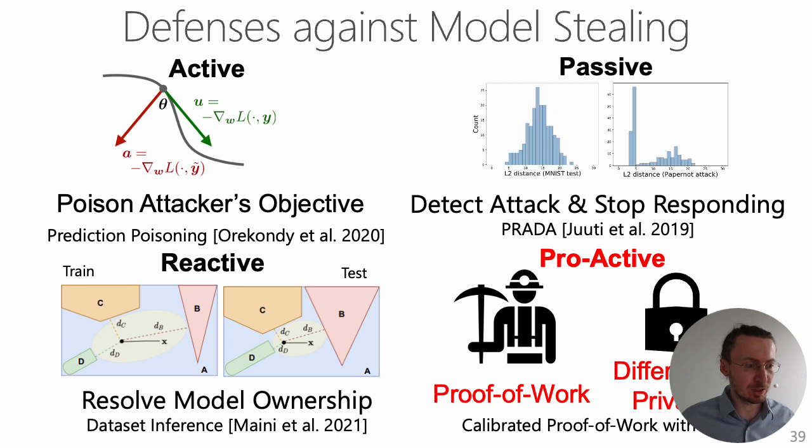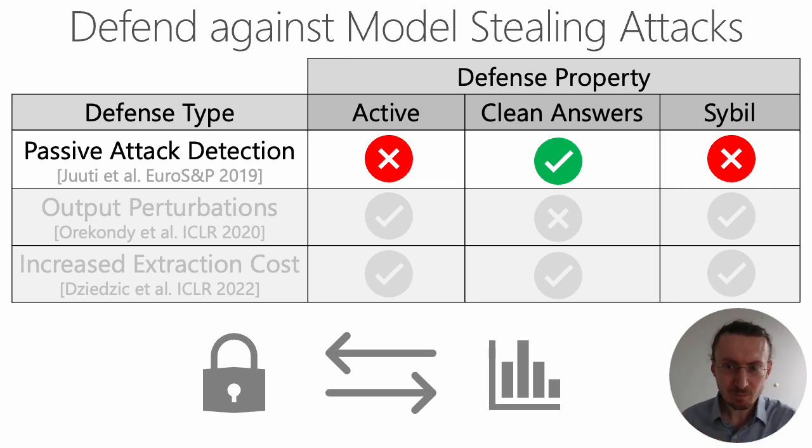So maybe let me give you some more details about these different defenses, and we can compare them more systematically. Here we compare these defenses based on these features: if they are active, if they still return clean answers or not, and if they can protect against Sybils. Why do we have this new concept of Sybils? Actually, it's a very important concept, called a Sybil attack. A Sybil attack is an attack where an adversary creates many fake accounts and queries the API from many of them simultaneously.